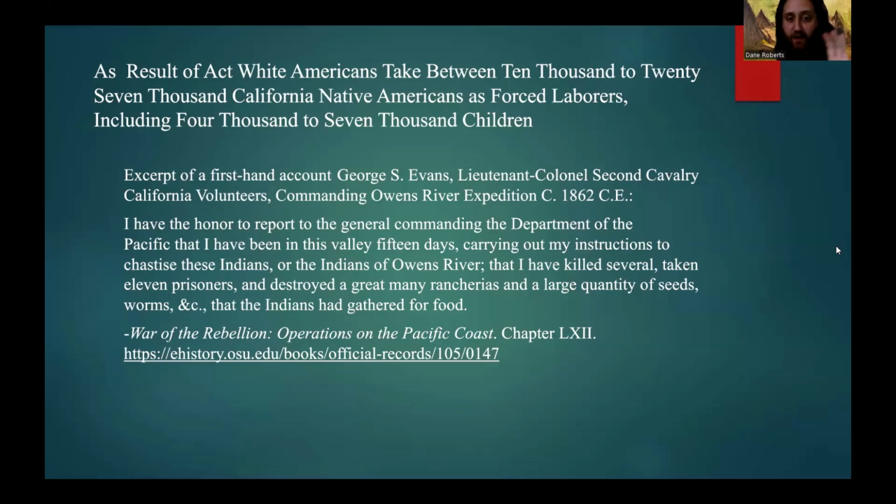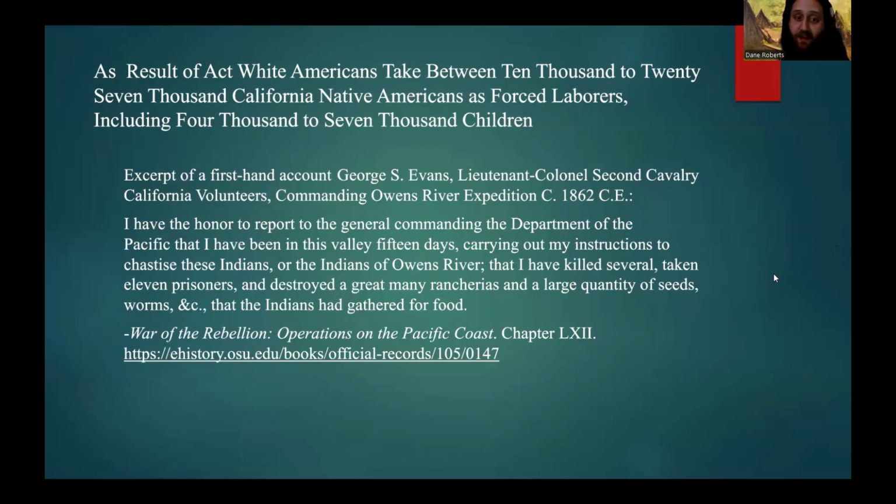And the excerpt from his firsthand account reads, and I quote, I have the honor to report to the general commanding the Department of the Pacific that I have been in this valley 15 days, carrying out my instructions to chastise these Indians, or the Indians of the Owens River. That I have killed several, taken 11 prisoners, and destroyed a great many rancherias and large quantities of seeds, worms, etc., that the Indians had gathered for food.